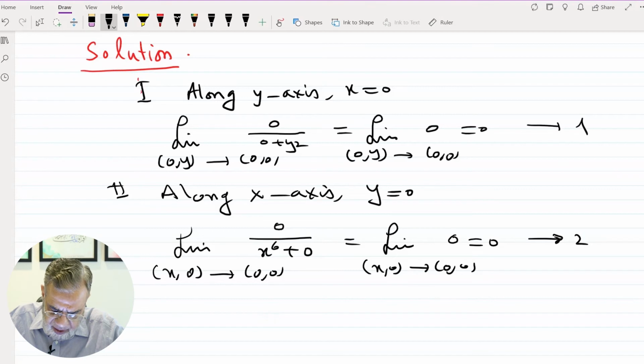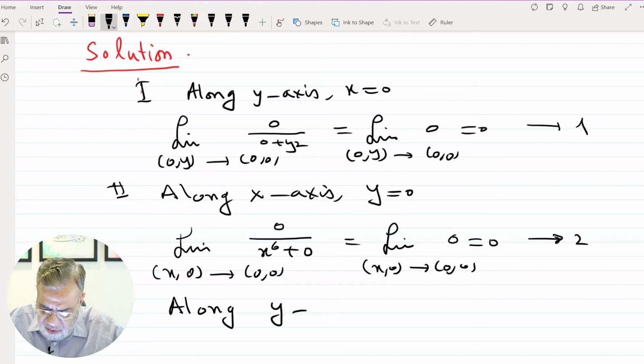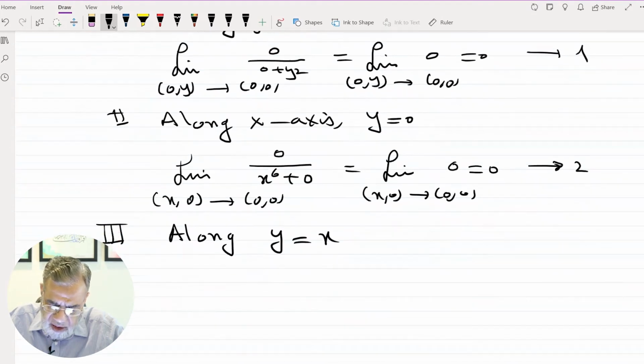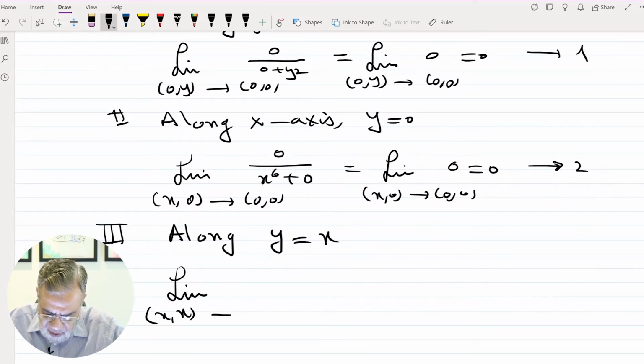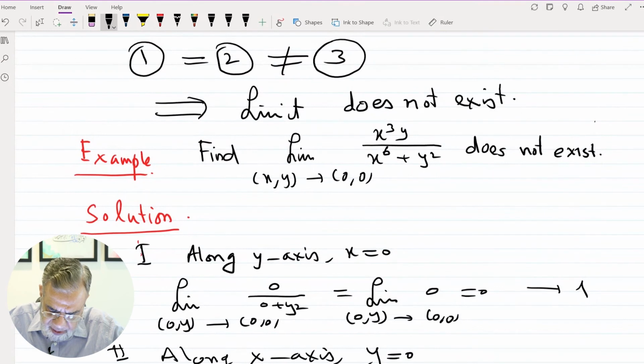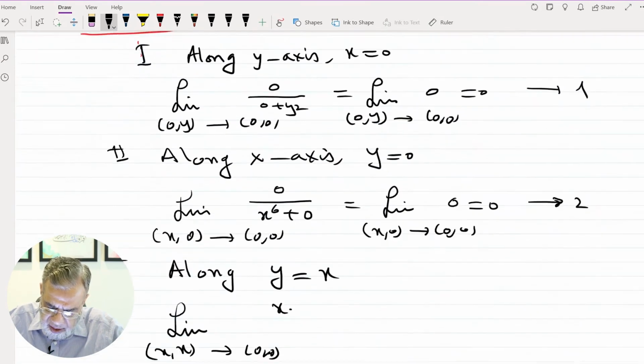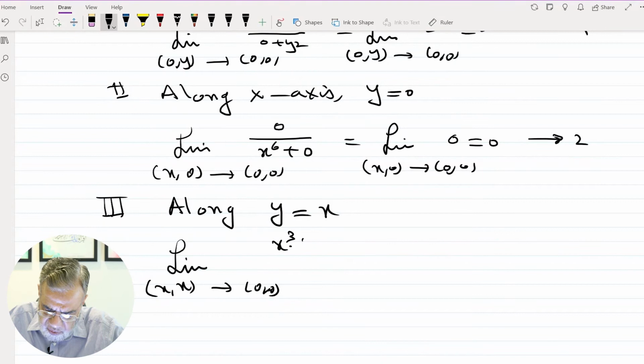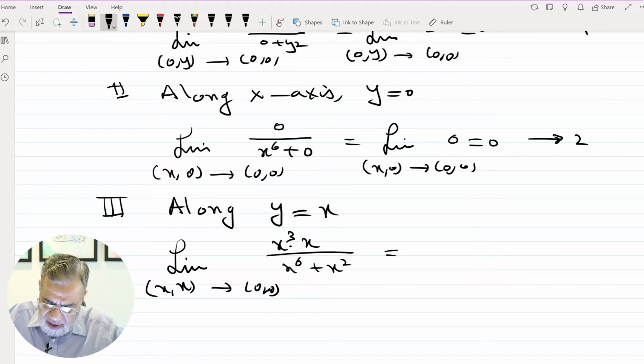Now result 3, they are equal, so we take along a line. So we say we take the line y equal to x. So I just redefine my limit. I have the limit as (x, x) goes to (0, 0). I have x to the power 3 and y. So here is x to the power 3 into x over x to the power 6 plus x to the power 2.